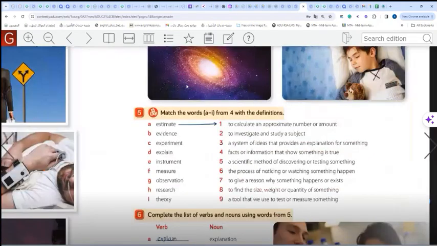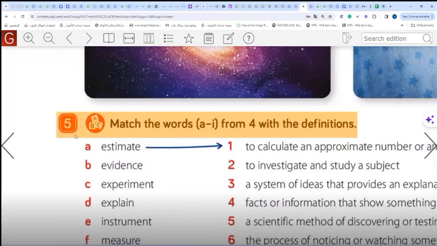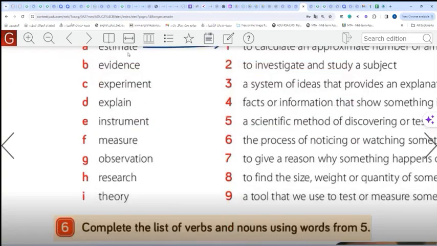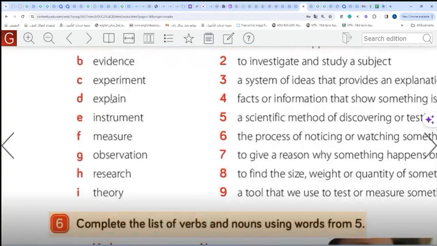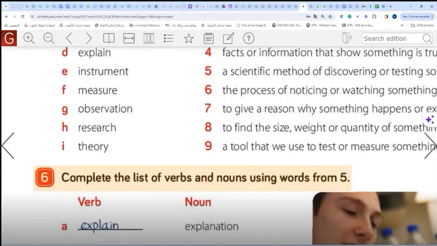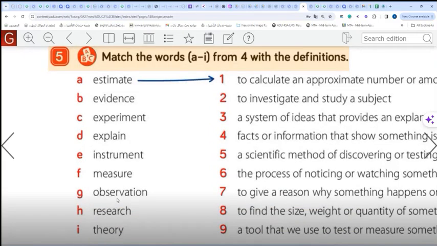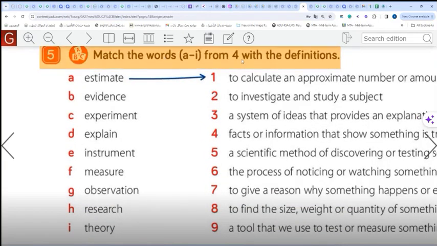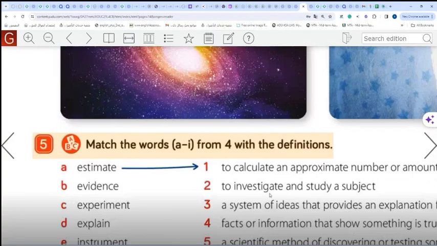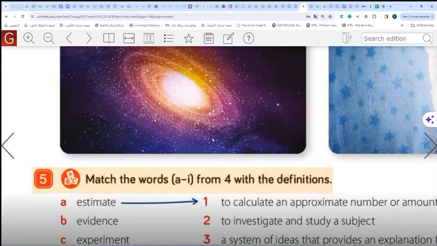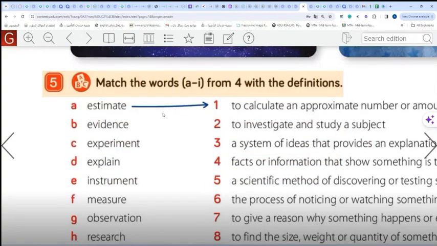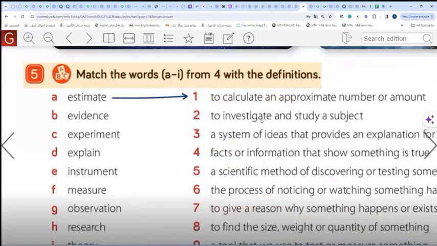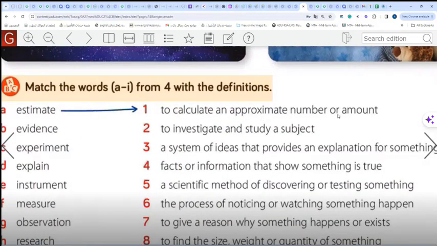Now, dear students, look at exercise 5. And of course, here we can see the vocabulary icon. Now, dear students, match the words from A to I. Here we have estimate, evidence, experiment, explain, instrument, measure, observation, research, and theory. So we're going to match these words with the definitions. For example, estimate. What do we mean by estimate? Estimate means to calculate an approximate number or amount.